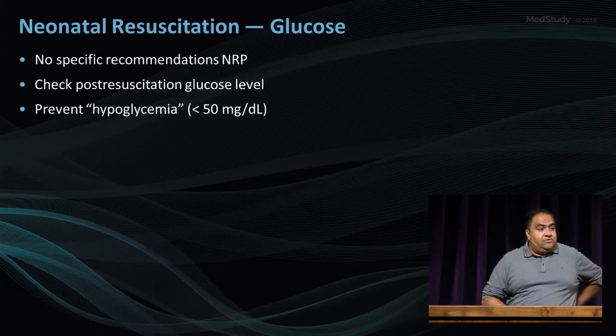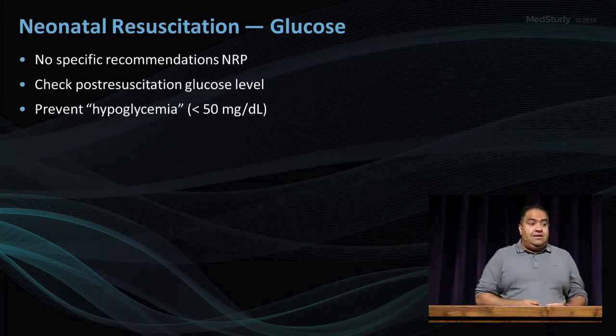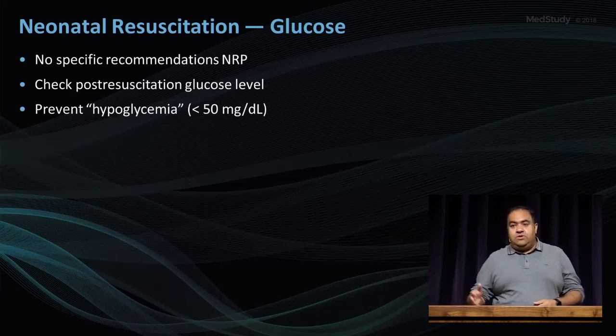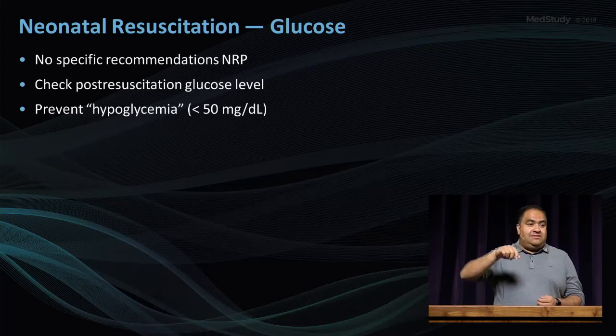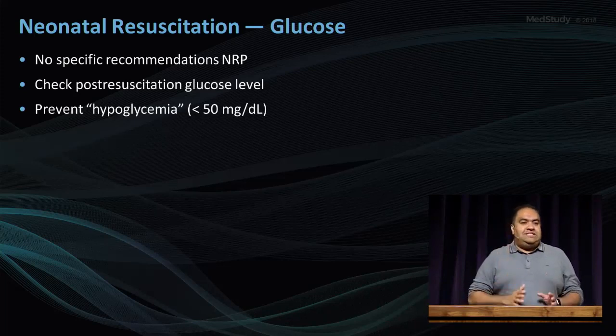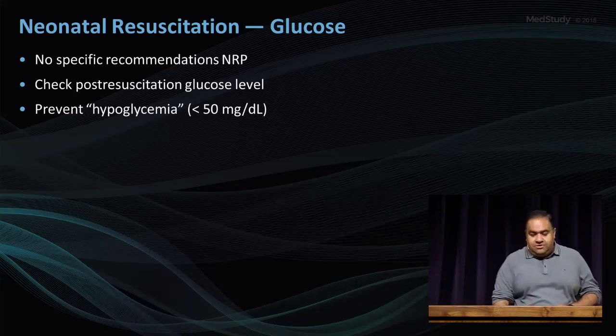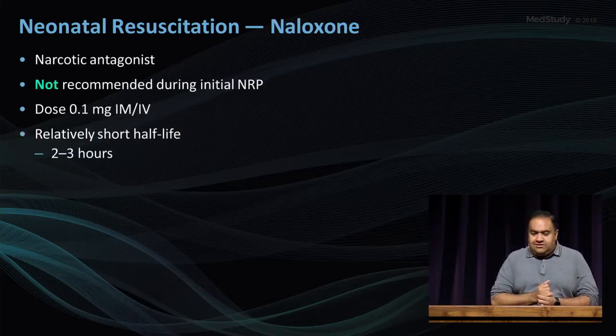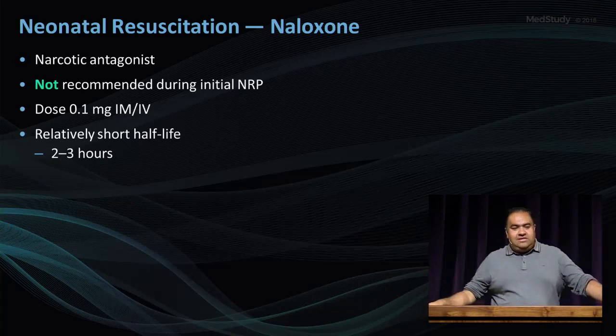Remember, the bolus dose of glucose is D10 at 2 mL per kilogram. It's not D20 or D25 or D50, not sugar packets. I've had a pediatrician call me and say they're adding sugar packets to the formula to try to get the glucose up. No, none of that at all. Please just use D10, 2 mL per kilo as a bolus, and then you probably need to start an infusion afterwards. All right, naloxone has been taken out and is not recommended during initial NRP.